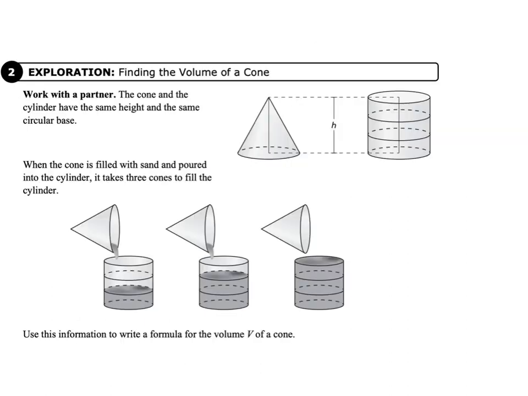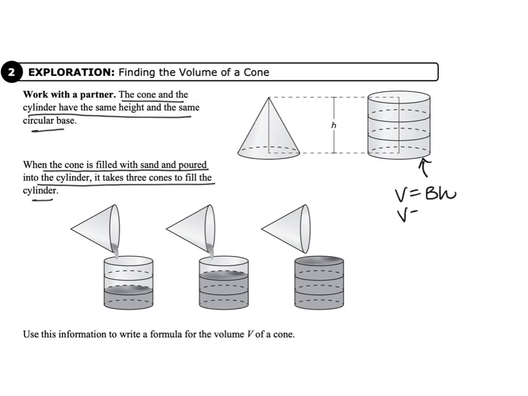The same thing is true of a cone. If a cone and a cylinder have the same height and the same circular base, then if the cone is filled with sand and poured into the cylinder, it takes exactly 3 cones to fill the cylinder. So if the cylinder was big B times H, remember big B in this case is pi r squared because it's a circle, so a cone would be 1/3 of that.